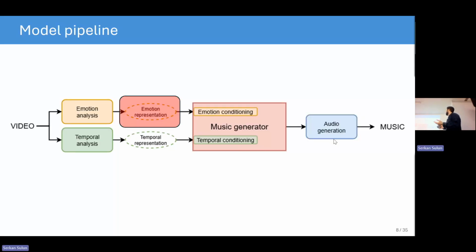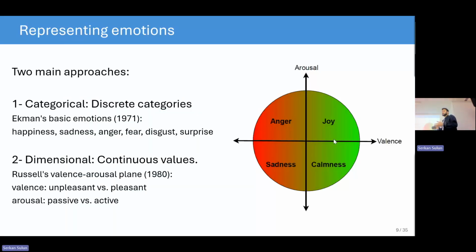Okay, so now let's go one by one. Let's start with the emotion branch, but we have to first take a look at the emotion representations. In order to represent emotions on computers, you have two main approaches. One of them is the categorical approach, which is very simple. You can have discrete categories like happiness, sadness, anger, etc. So these are just categories. And the second approach is dimensional. So you can have continuous values.